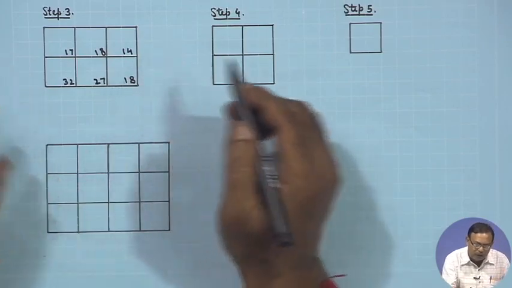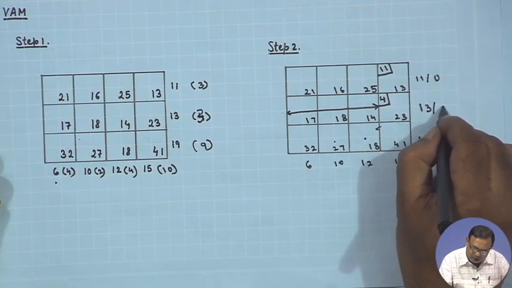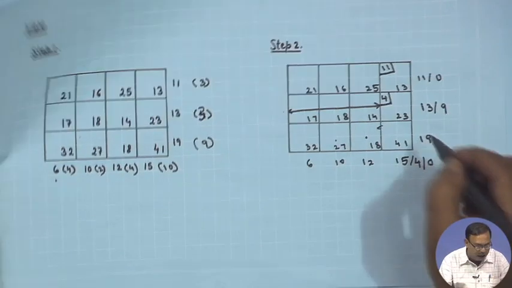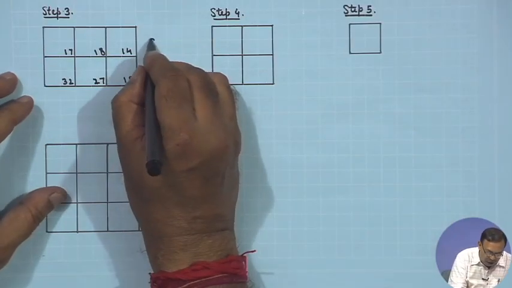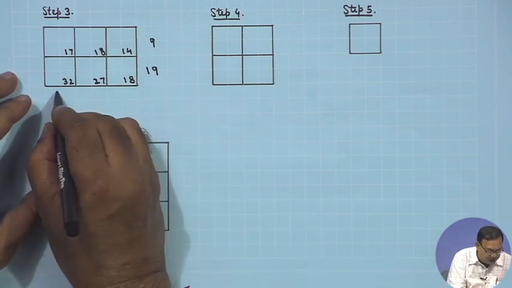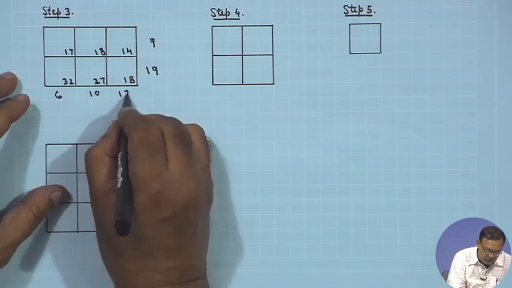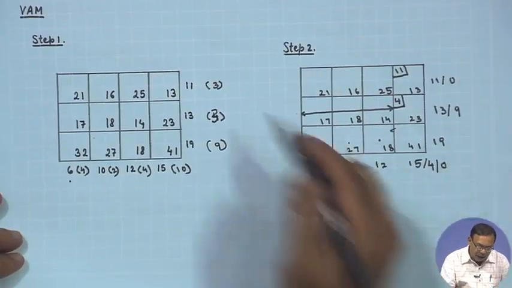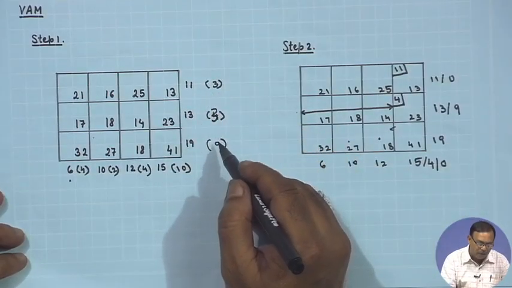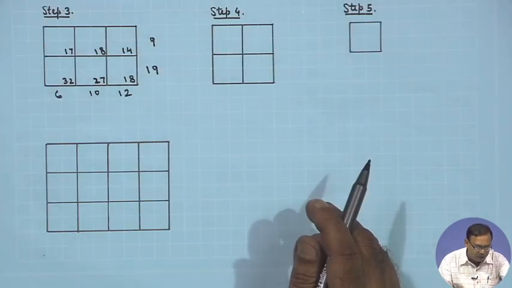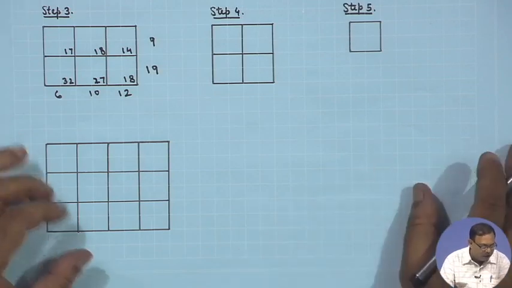Here the cost will be, since already you have allocated 4 on this, it has become 9, from 13 it has reduced to 9. So, in this case it will be 9 and 19, and here the differences in costs are 6, 10 and 12. Now, repeat the process whatever we have done on this table. That means, again find the difference between the minimum and the second minimum and choose whichever is the highest one. You have to repeat the process until you are allocating everywhere.